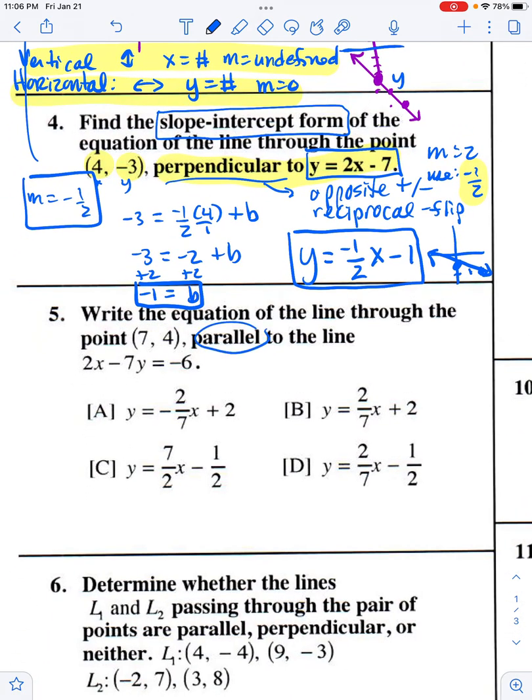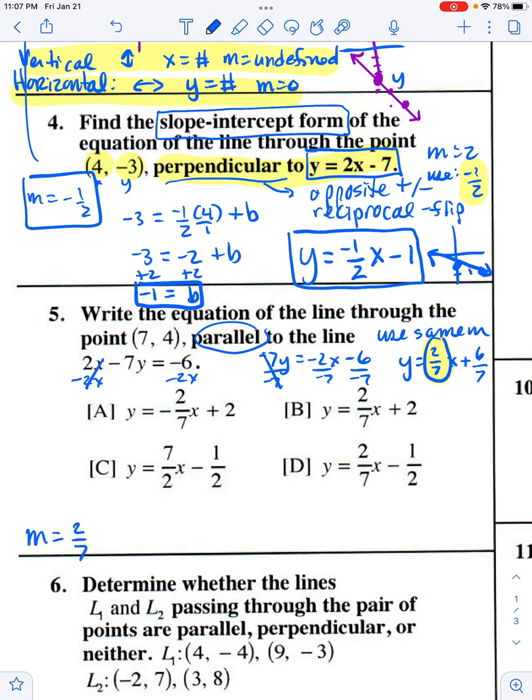Okay, this one's parallel. So what does that mean? That means I'm going to use the same slope. Well, I have to figure out what it is because this one's not in slope-intercept form. Just like in the very first question, I think it was, we had to do this. So I have -7y equals -2x minus 6, and I have to divide everything by -7. This is pretty unpleasant, so the equation of that line I don't really care about. What I care about is this part, because it says it's parallel to that line. If that line has a slope of 2/7, I need to have a slope of 2/7.